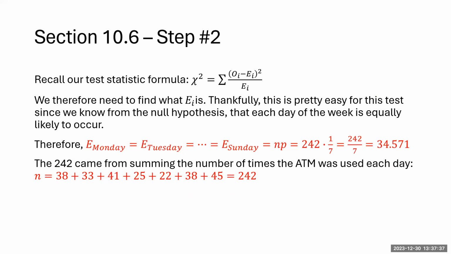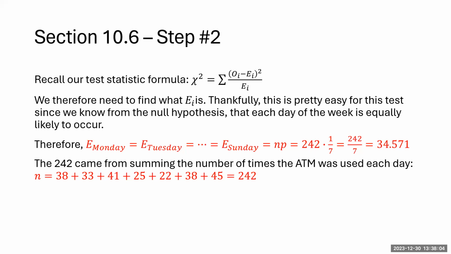Now, our test statistic for step 2 is this particular formula. And what we need to do is to figure out what the expected count is. And thankfully, this is easy for this particular test, since we know from the null hypothesis that all of the days are equally likely. So the expected count for Monday is going to be the same as Tuesday, Wednesday, Thursday, etc. And the formula that we have for the expected count is n times p.